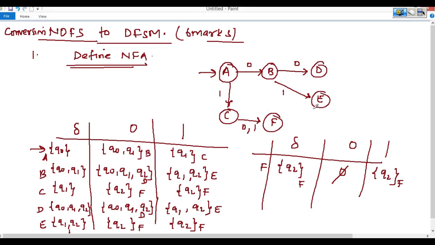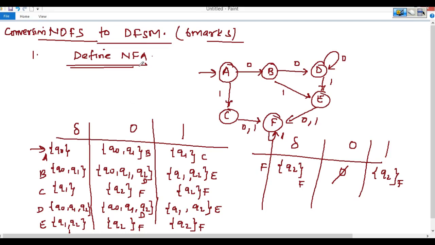D to 0 is D itself. D to 1 is going to be E. E to 0 is F. E to 1 is also F. F to 0 is nothing. F to 1 is F.